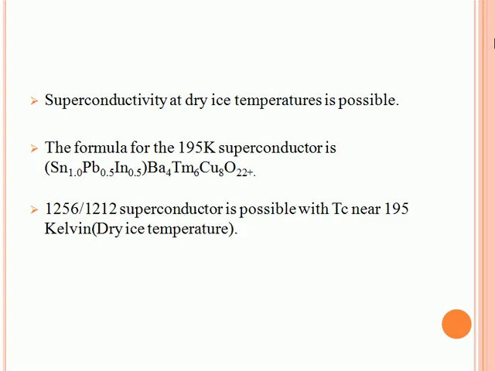That material is, whatever it is, a plumbum, indium, barium one. So this one has a 1256 by 1212 structure. We already have those. We have the 1223 and 1212 structures that exhibit superconductivity at 163, and then they did research and found out that this material exhibits superconductivity at 195K even.